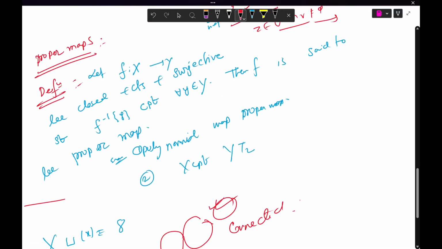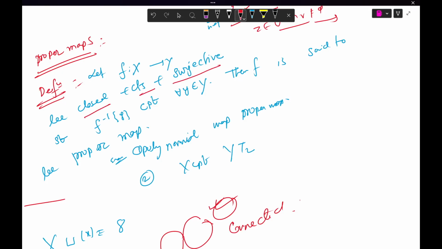The new thing is proper maps. Using this, we have some problems regarding compactness and separability. First, let's understand what is meant by a proper map. Suppose f from X to Y is a closed, continuous, surjective map such that f inverse of y is compact for all y. Then f is said to be a proper map. This is the definition of a proper map. For example, a polynomial map is a proper map.